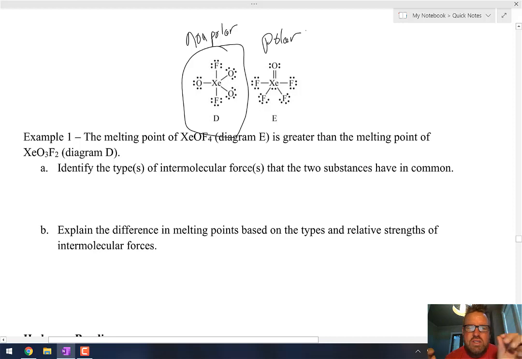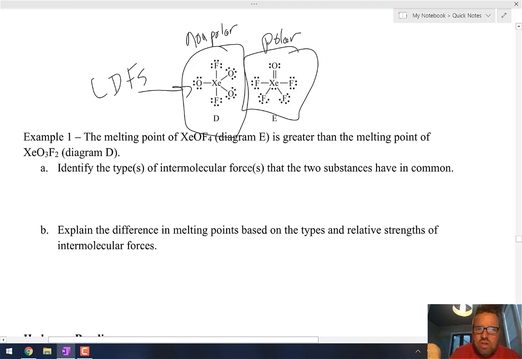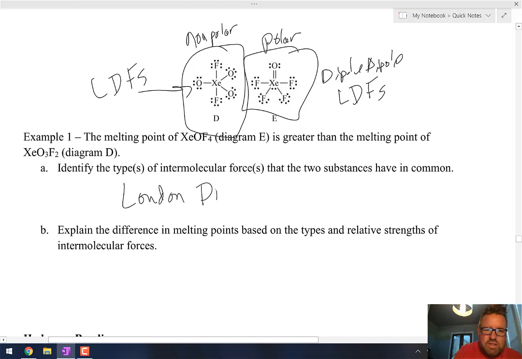So what types of intermolecular forces do they have in common? Since this one here is nonpolar, the only intermolecular force it has is London dispersion forces. Whereas this one over here, because it's polar, has dipole-dipole forces, but all polar molecules also have LDFs. So the only one they have in common is London dispersion forces. It doesn't say to explain it, so don't.